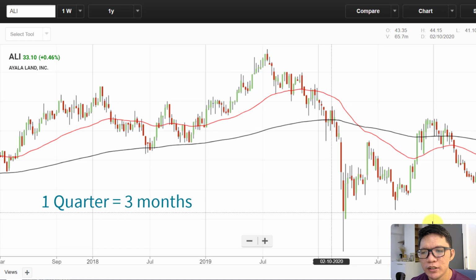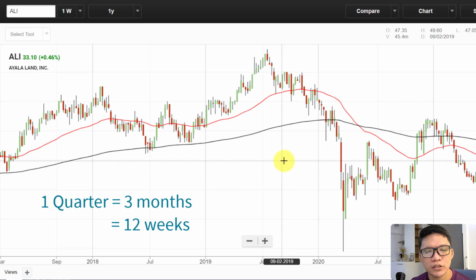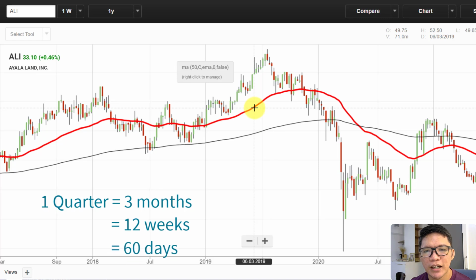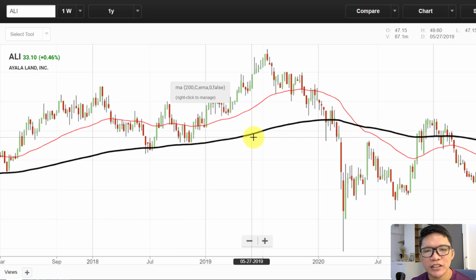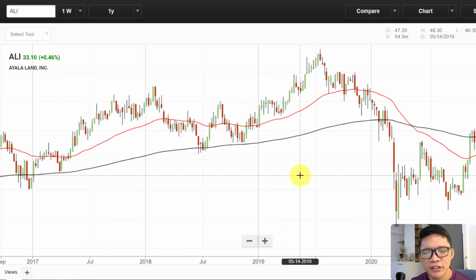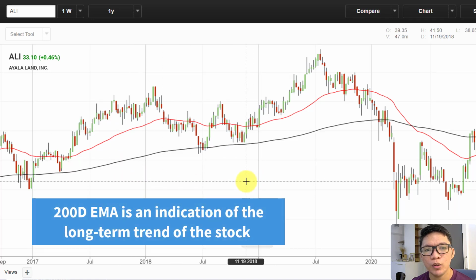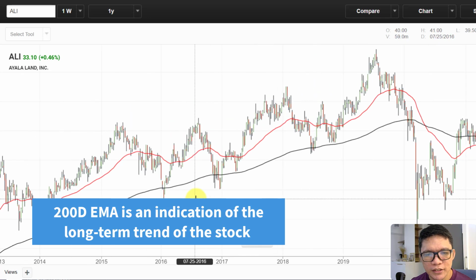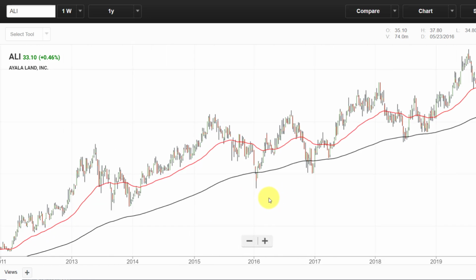So kung magtataka kayo bakit 50 days, so 50 days actually stands for 1 quarter. So yung 1 quarter, mga 3 months yan, diba? So that means 12 weeks. So 12 weeks, so 12 times 5 because there are 5 days in a week. So that's 60 days. Pero dahil sa mga holidays natin, yung mga non-working days, so generally, ginagawa na lang siyang 50 from total of 60. Okay? And then yung 200-day naman stands for 1 whole year. Again, yung diniscuss natin sa ating previous video is yung 200-day EMA is a good indication of the long-term trend of the stock, which means whenever the price of the stock is above your 200-day EMA, that is actually a good sign.